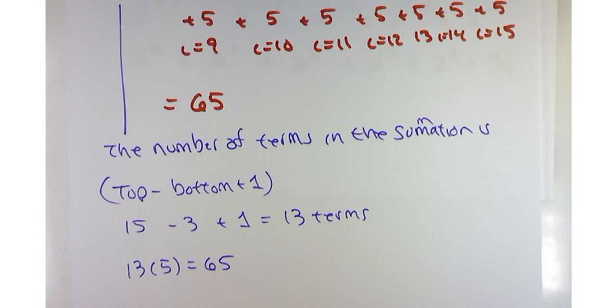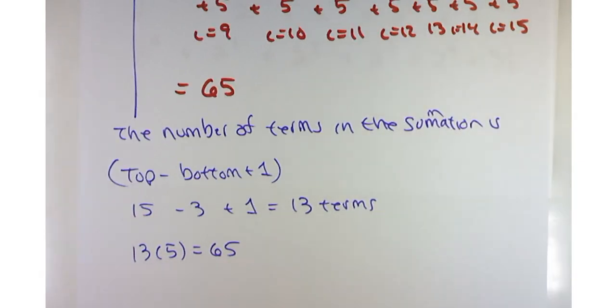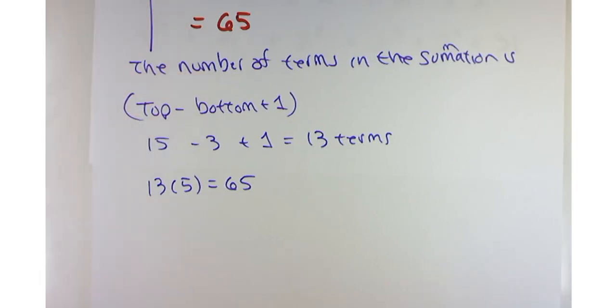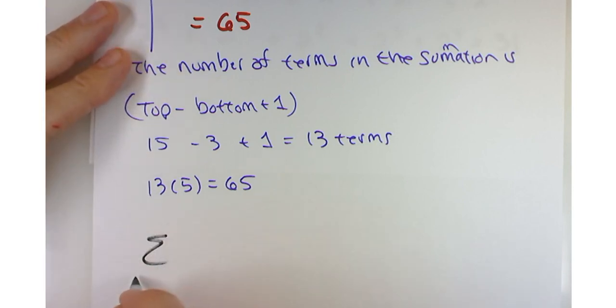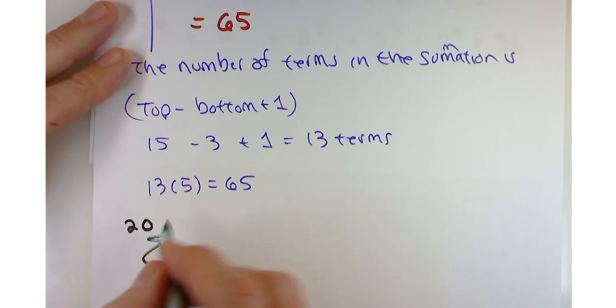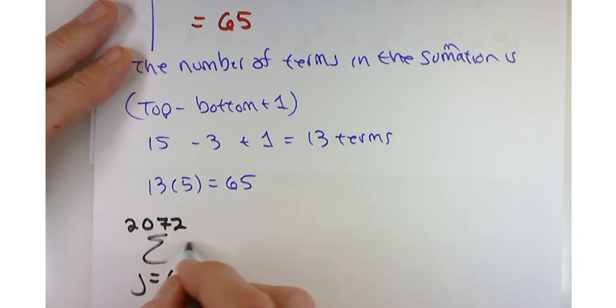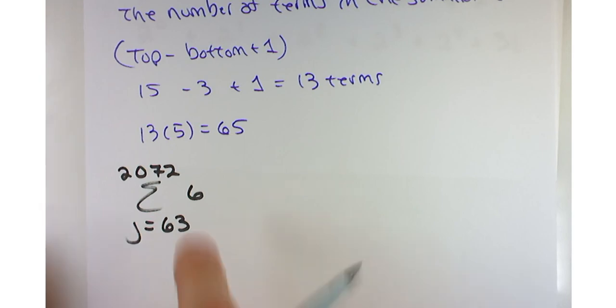Ah, okay, that's not so bad. That's a worthwhile result, and that's why I took the time to write it out. So any equation that's similar to this, you could use that top minus bottom. Absolutely. So for instance, if you had another example, the sum from j equals 63 to 2072 of, I don't know, 6. Then I hope you wouldn't be sitting there and typing out 6 plus 6 plus 6 plus 6.